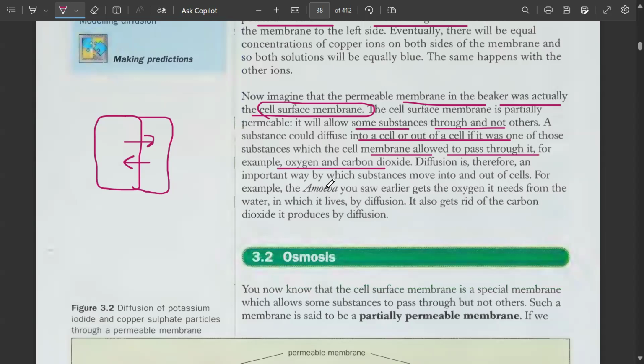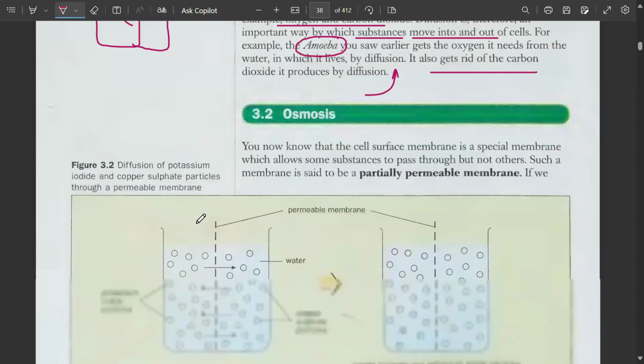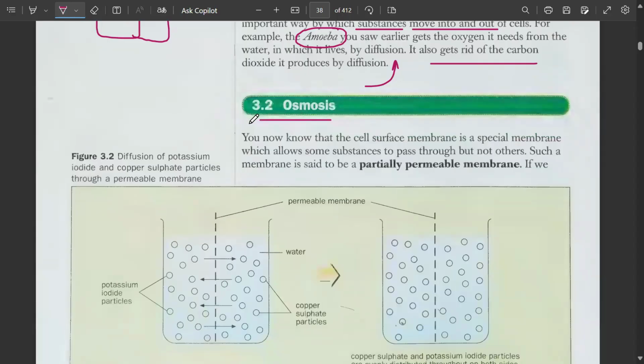Diffusion is therefore an important way by which substances move into and out of the cells, for example, amoeba as well. Amoeba also lives by diffusion. It also gets rid of carbon dioxide by diffusion as well. So osmosis is also something like diffusion. The only difference is this is for water molecules.